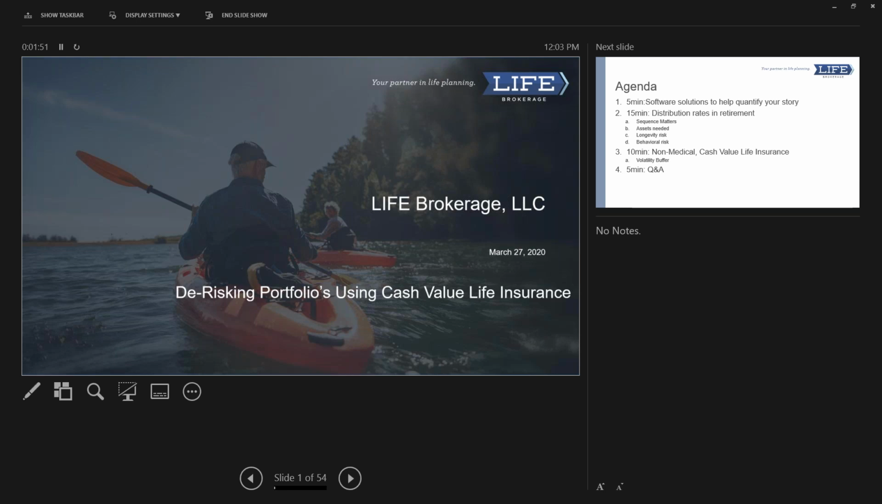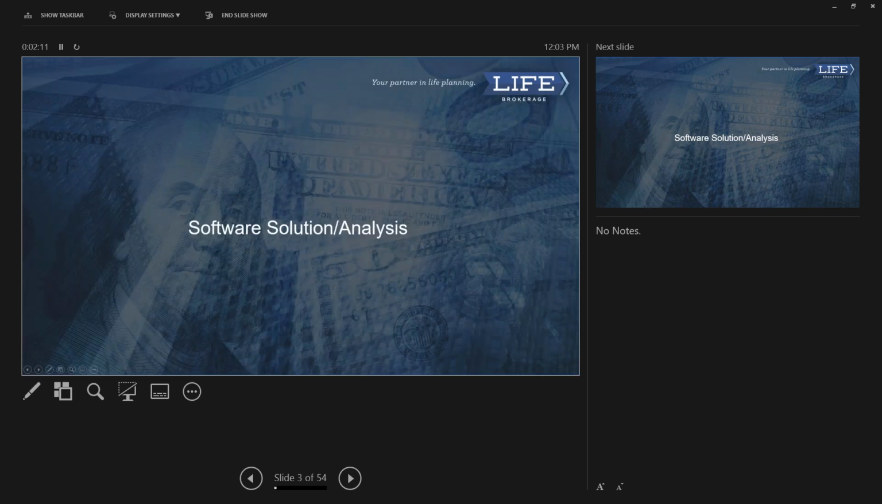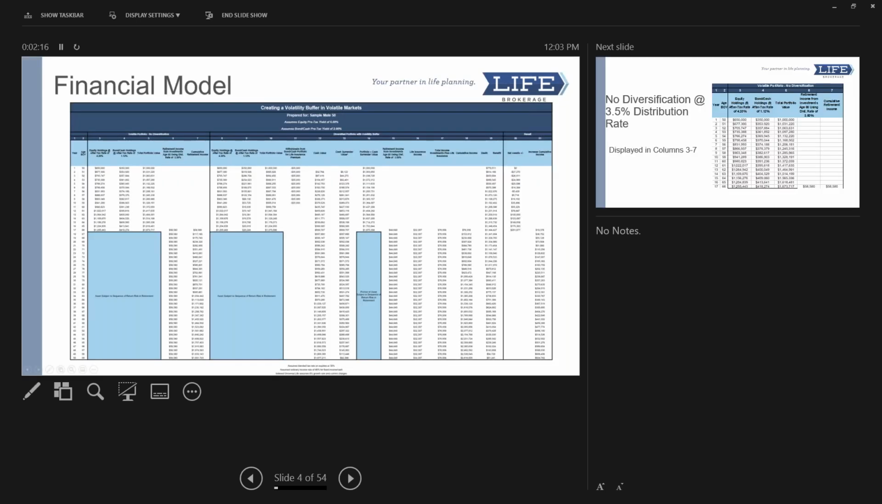So for today's agenda, we are going to spend 30 minutes broken out in the following ways. 5 minutes to introduce a software solution to help quantify your story, 15 minutes on distribution rates in retirement, 10 minutes on non-med cash value life insurance, and then a 5-minute question and answer.